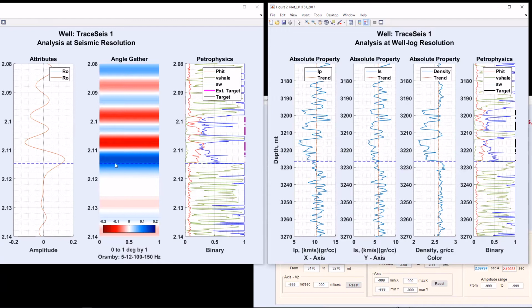This is the base of the reservoir falling close to a positive value, the peak. So we still have the top and the base of the reservoir as negative and positive values, but we have lost the detail within the reservoir.